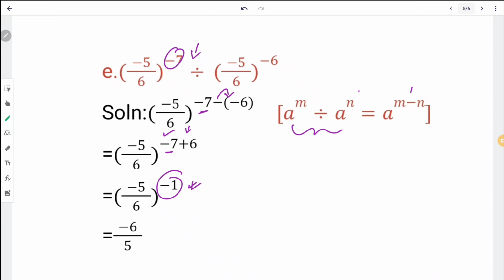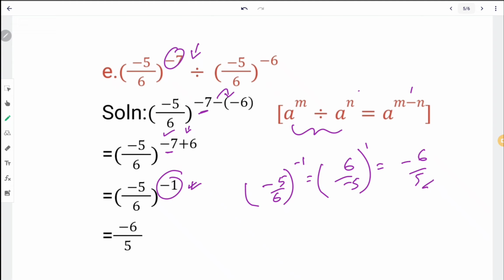Now change this power into positive, which means these two will change their positions here, right? So we're going to have what? Minus 5 by 6 to the power minus 1 can be written as 6 by minus 5 to the power 1, right? I'm just bringing the minus up. Okay, so we're having minus 6 by 5 here in the last step. Okay, that will do.